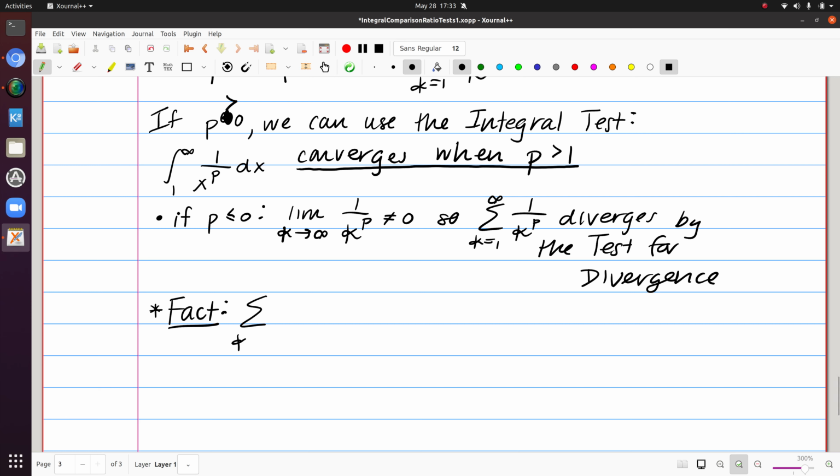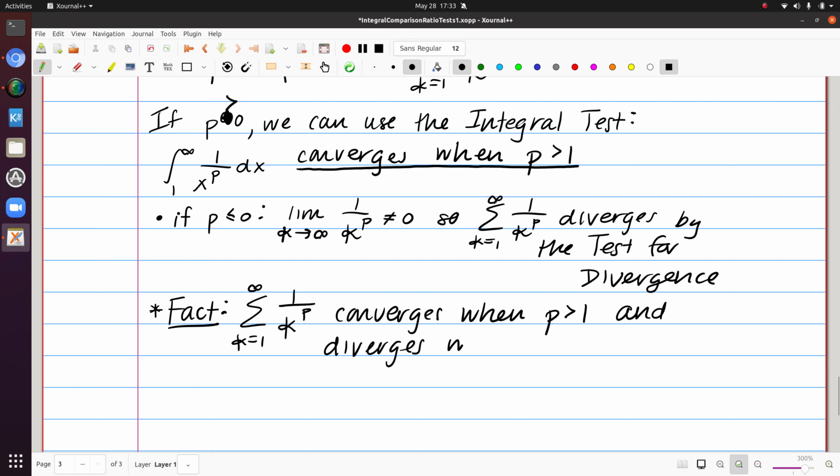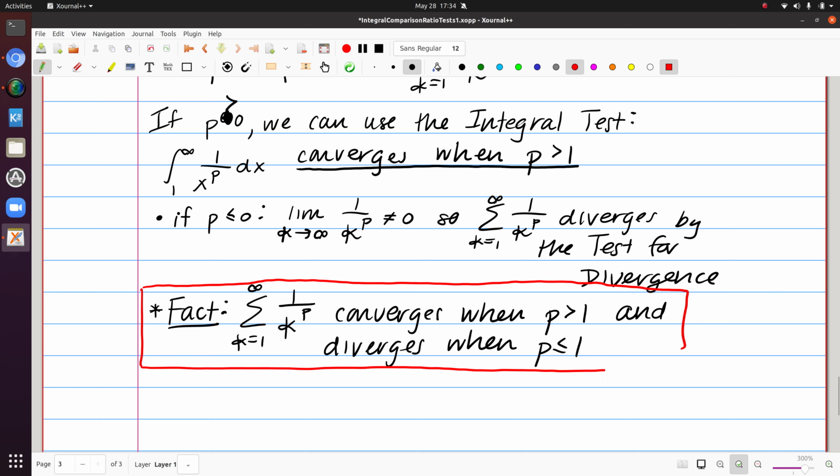A p-series, the sum from k equals 1 to infinity of 1 over k to the p, converges when p is strictly greater than 1 and diverges otherwise. So it diverges when p is less than or equal to 1. And this is going to be a nice reference. We're going to see this factors in heavily when we talk about other tests, such as our comparison test. So just being able to reference this will be useful.